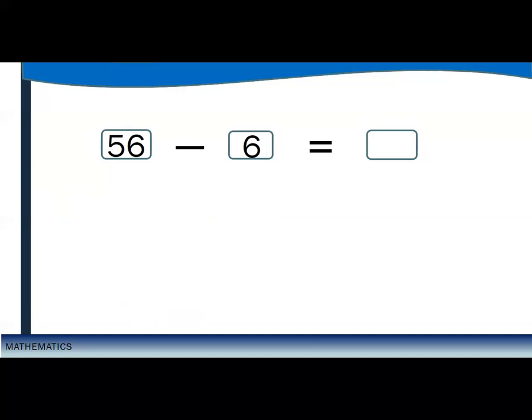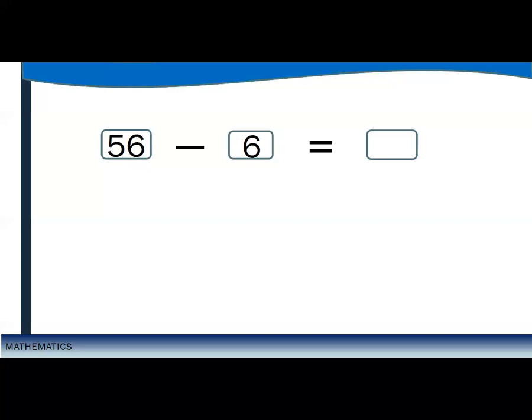56 subtract 6 equals, and again, we have a box for our answer. Now, try doing this subtraction by using base 10 blocks. Take a moment to solve, and then I'll ask you to share. Now, tell me what you did to get your answer, boys and girls. Way to go. If you said you used 5 longs and 6 units to show 56, you are correct. And if you also said, next you subtract 6 units, that is correct.